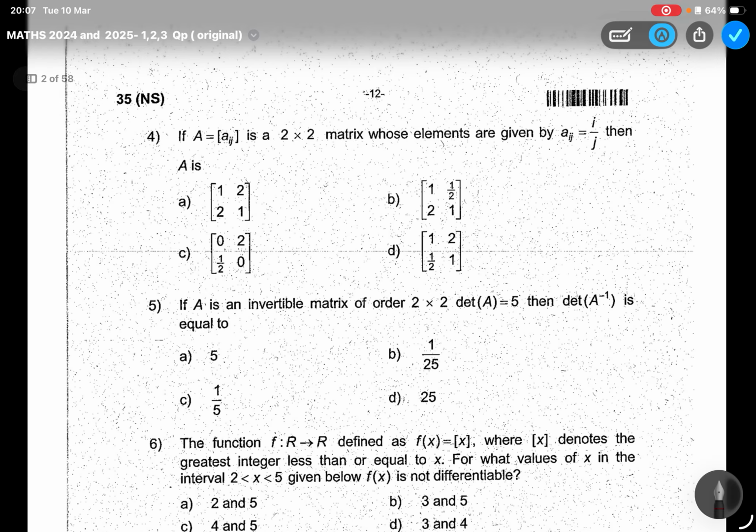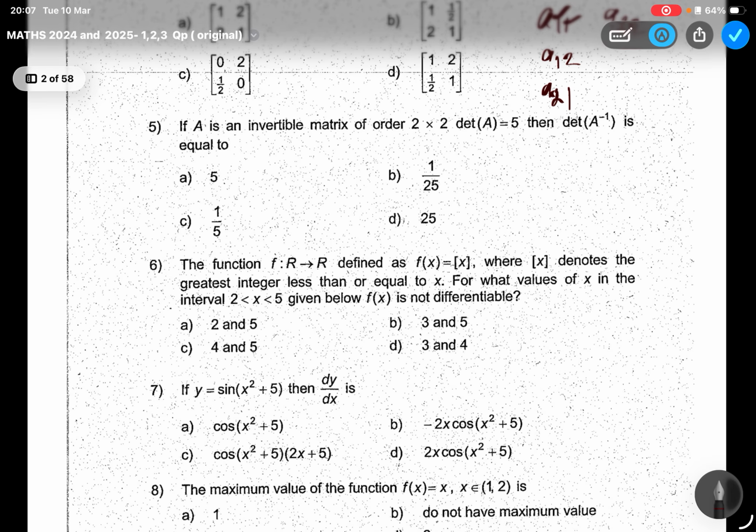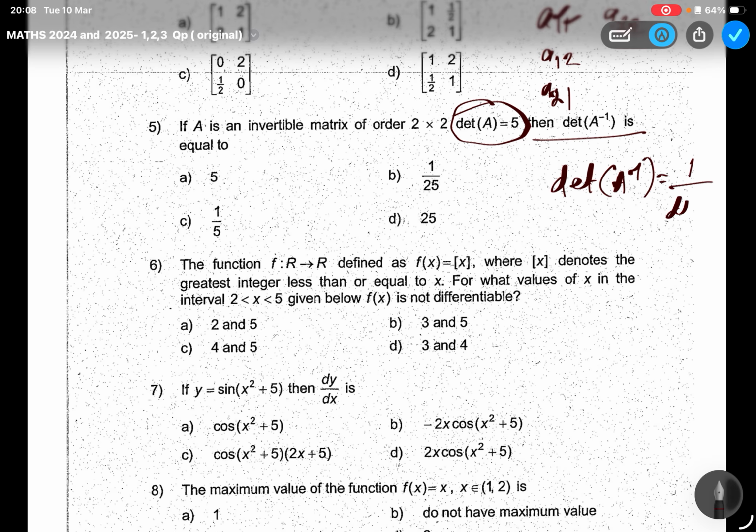And this is a 2 cross 2 matrix whose elements are given by aij = i by j. You can do it yourself, it is very easy. So a11, a12, a21 as well as a22, you just need to put the i and j values, you will get the answer. A is an invertible matrix of 2 cross 2, determinant of A is 5, and they are asking the determinant of A inverse. You know the determinant of A inverse is equal to 1 by determinant of A, so it will be 1 divided by 5.